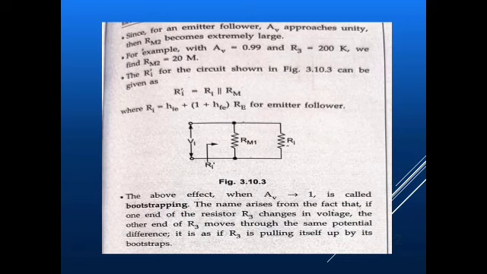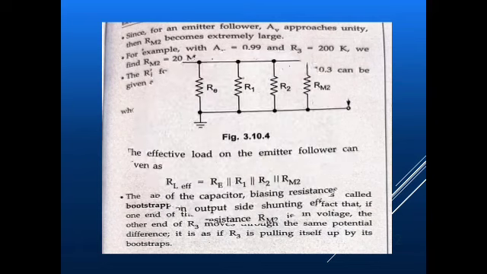Okay, the above effect, when AV tends to unity value, is called bootstrapping. The name arises from the fact that if one end of the resistor R3 changes in voltage, the other end of R3 moves through the same potential difference. So it is as if R3 is pulling itself up by its bootstraps. Okay, so that is why we give the name bootstrap technique.